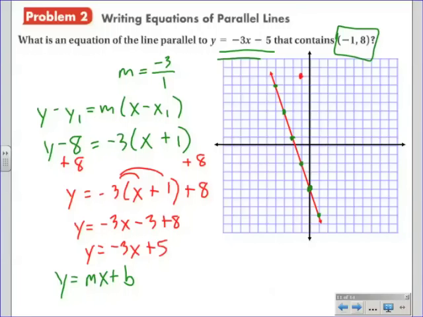So I could check my answer now graphically. 1, 2, 3, 4, 5. There's the y-intercept. And you can see that it'll work. Down 3, right 1, down 3, right 1, and so forth.